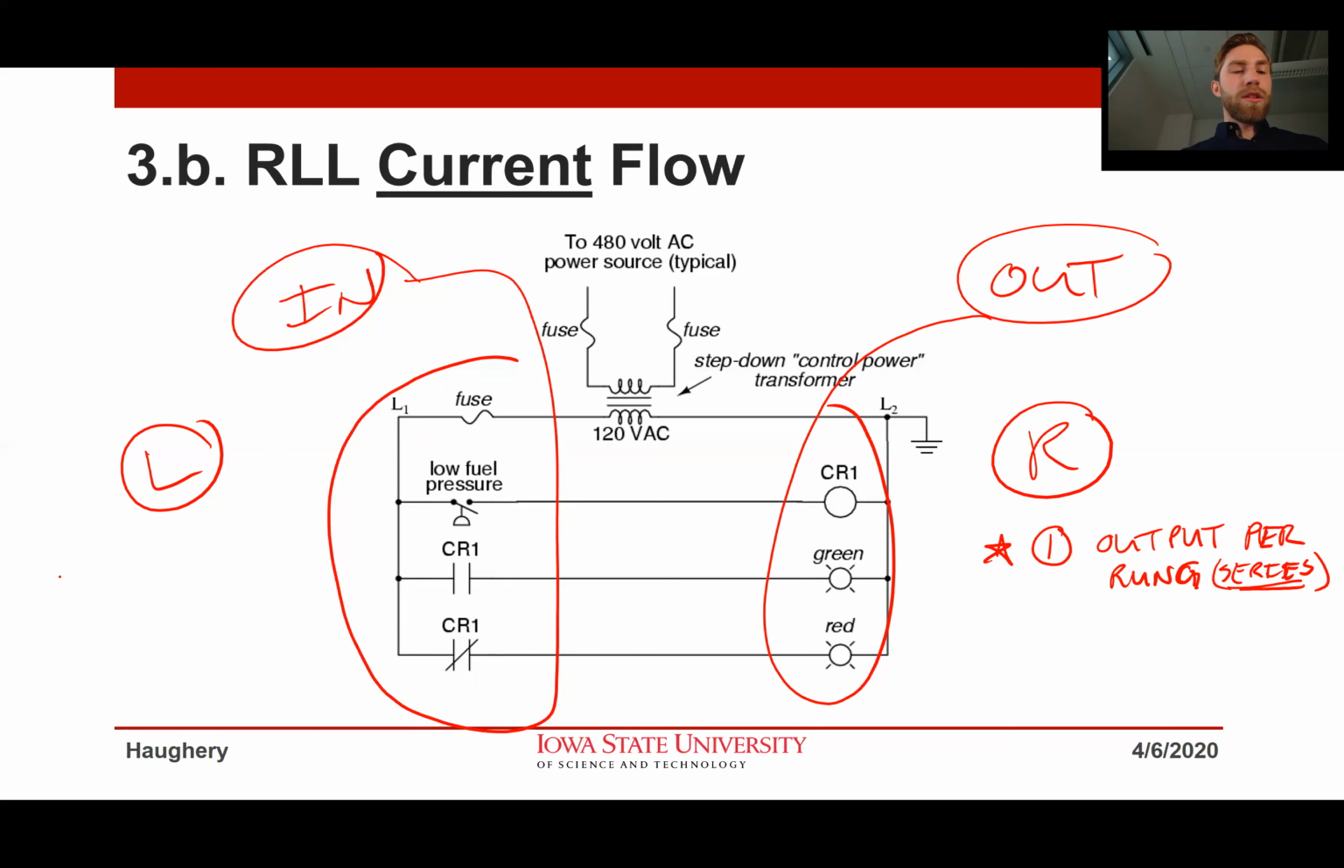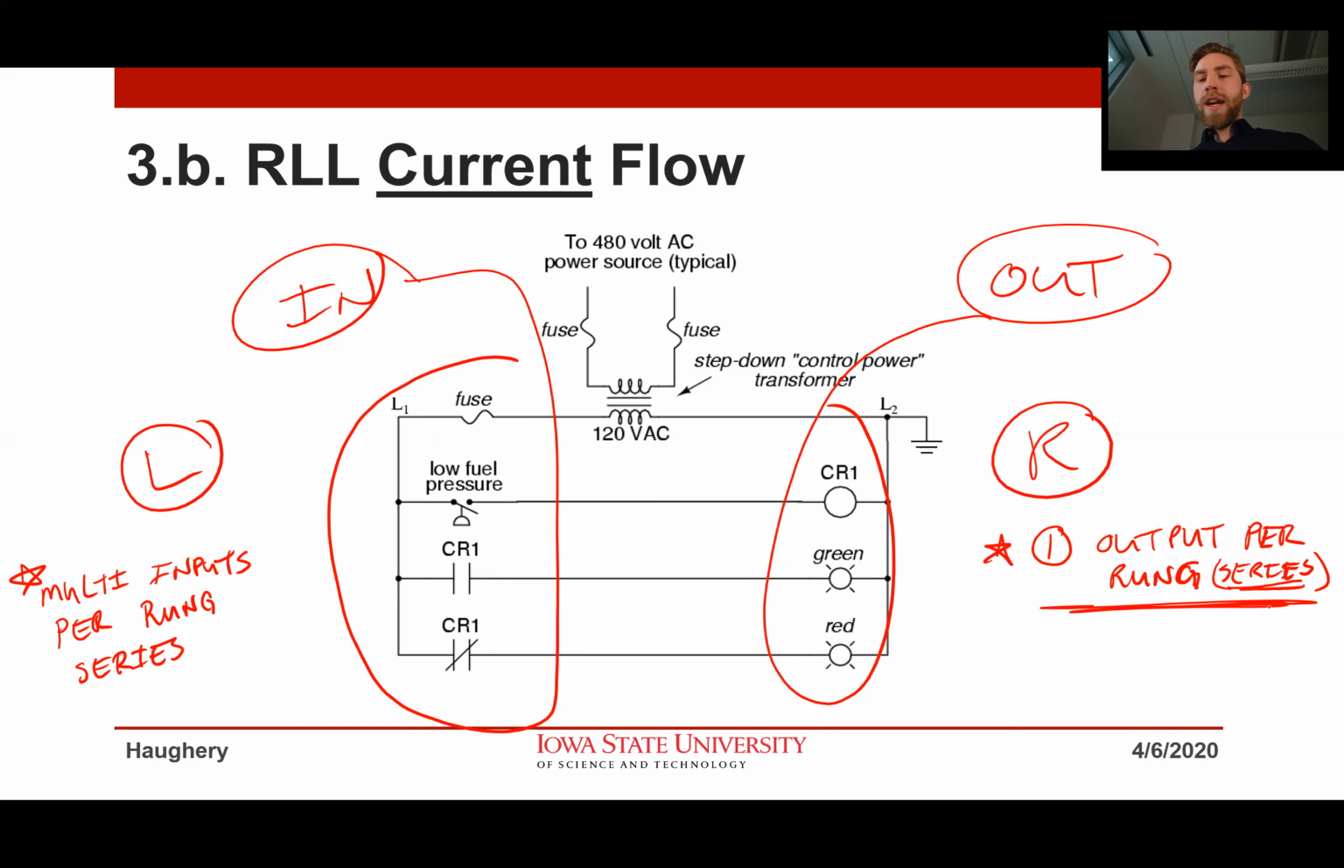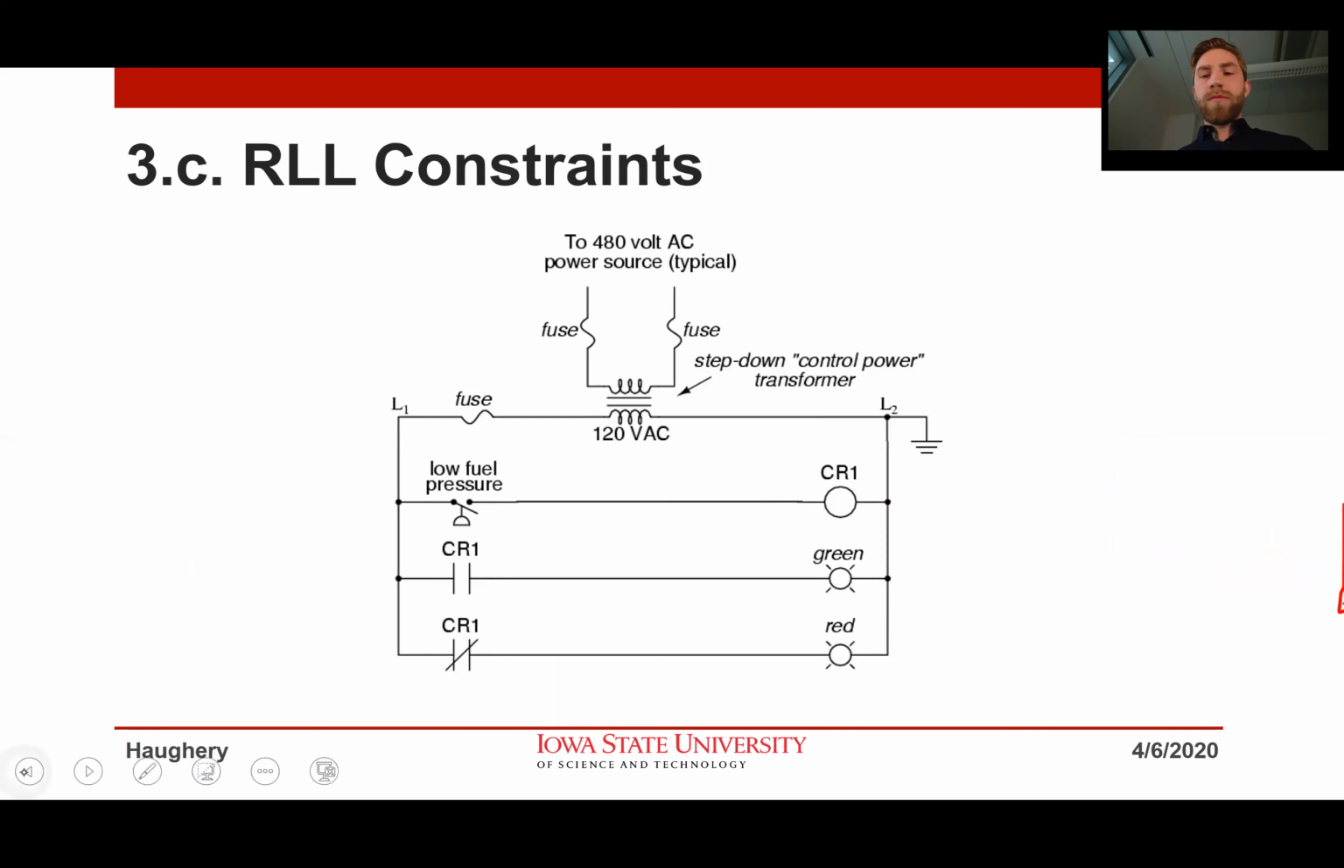Okay, you can have multiple inputs on one rung in series, okay? Because you can have close switch 1 and close switch 2 and close switch 3 to then turn on something, right? We can do that, we will do that. But when we talk about outputs, we can only have one output per rung, okay, in series.